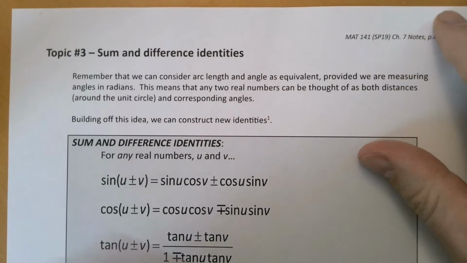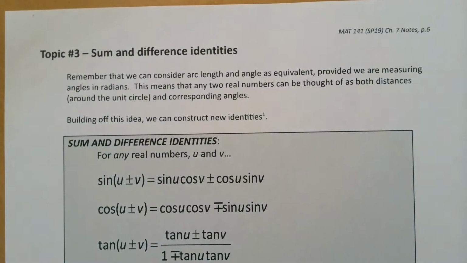Okay, so we've seen a Pythagorean identity and how we used it, along with the basic identities, to simplify expressions. Really, I think what we should say is rewrite expressions in different forms. So now we're going to look at sum and difference identities.